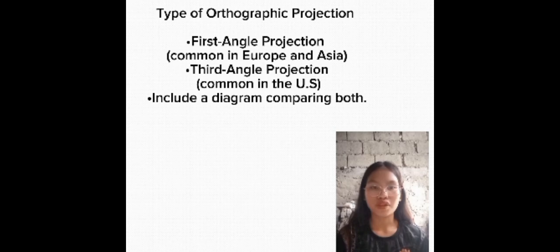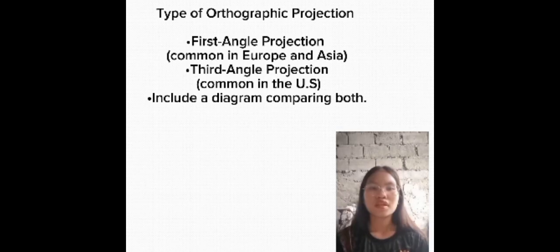First angle projection and third angle projection. Include a diagram comparing both. There are two common methods. First angle projection, mostly used in Asia and Europe. Third angle projection, widely used in the US and Canada. Example, if you place an object in the first quadrant, you get a first angle projection. If you place it in the third quadrant, you get a third angle projection. The difference is where the views are placed on the drawing sheet.